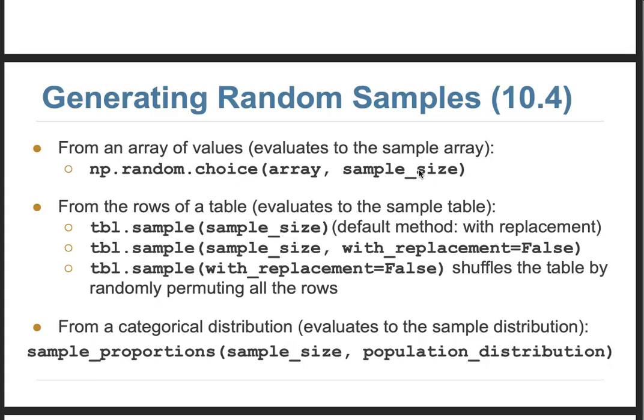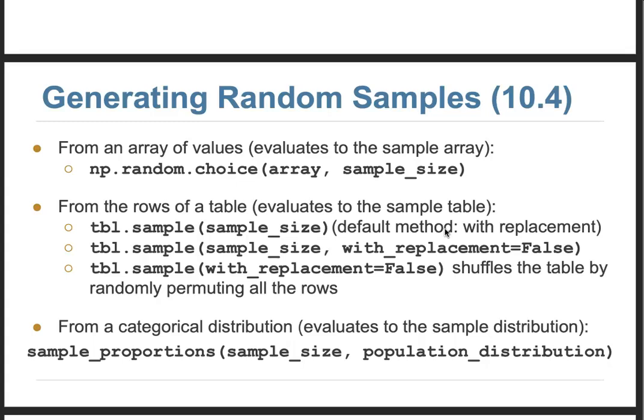Afterward, we have random samples whose results come from a table. You have the rows of the table to create a random sample according to the existing table. Okay, so how to do that? You can use table.sample. The same thing, you can specify your sample size. By default, it samples with replacement.